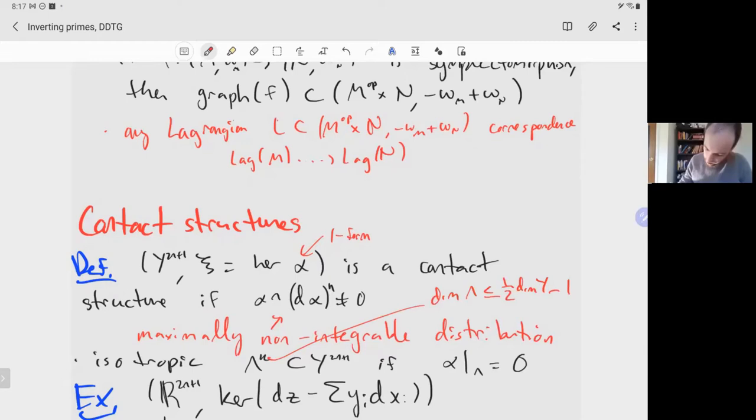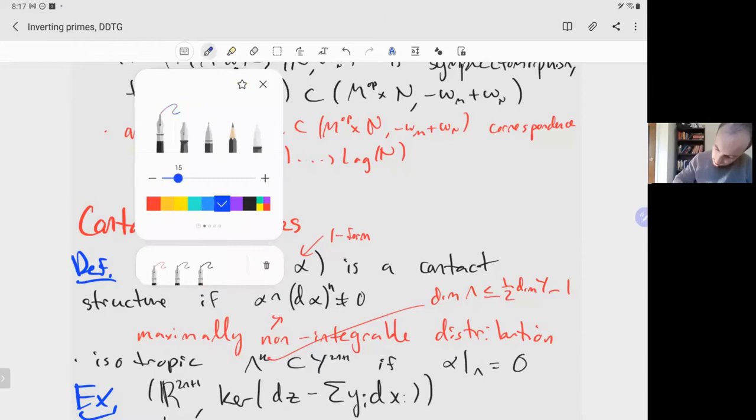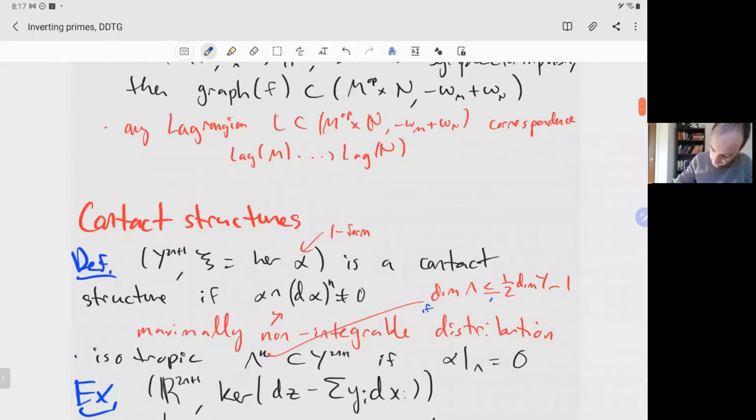And they're called, let me change colors, Legendrians if this is an equality. So the maximal dimension isotropics in the symplectic case are called Lagrangians. In the contact case, they're called Legendrians. It took me many years before I could say this without mixing them up, but that's what it is. But those are somehow the most important objects, so that's why I wanted to actually state their names.